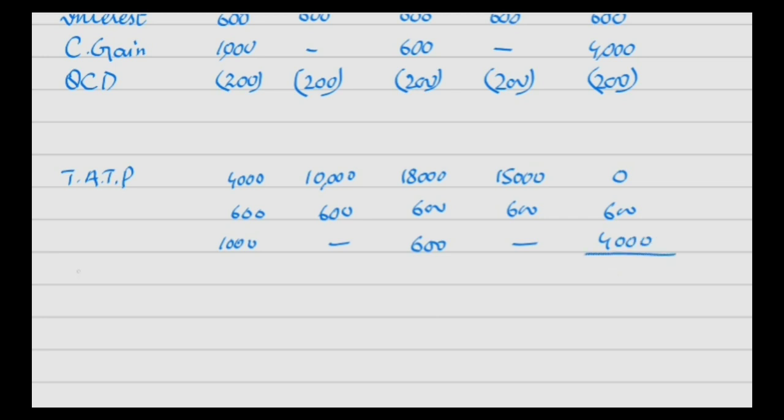So what is our total profit before QCD? This is 4600, 15,600, 19,200, 10,600 and 5,600.